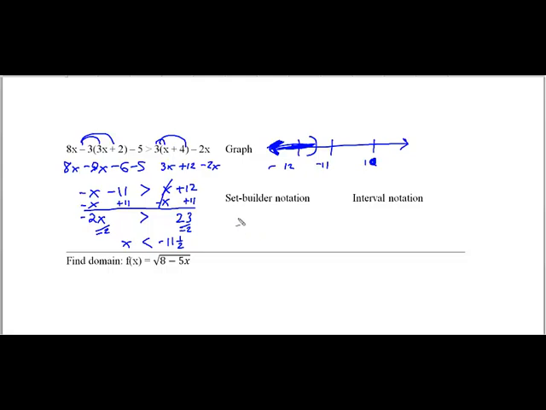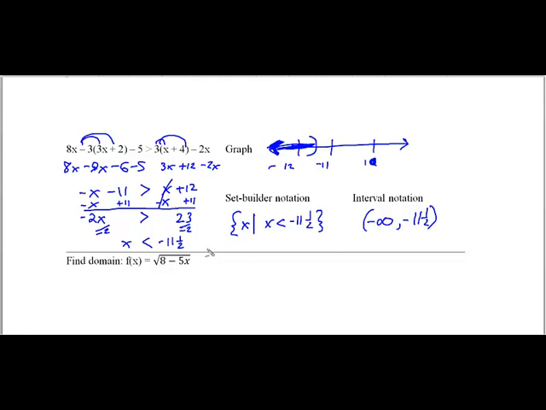The set builder notation is going to be my cool set parentheses there, and we're going to go x is less than negative 11.5 or negative 23 over 2. So there we go. Now the interval notation, we're going to go from negative infinity all the way up to negative 11.5, and we're never going to get there because this is a less than symbol and not a less than or equal to, so soft parentheses.